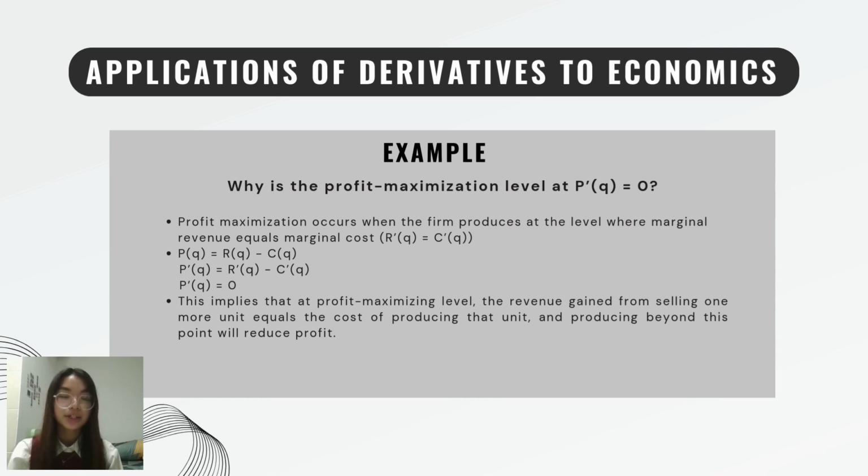So the profit maximization occurs when the firm produces at the level where marginal revenue equals the marginal cost. This implies that at the profit maximizing level, the revenue gained from selling one more unit equals the cost of producing that unit, and producing beyond this point will reduce profit.